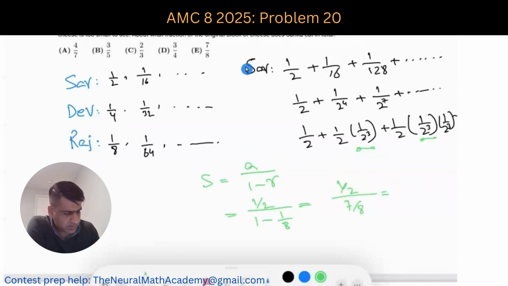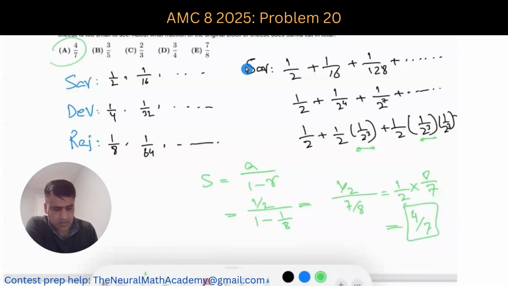And if I further simplify, then I'll have 1/2 multiplied by 8/7. So I will have 4/7. So the answer is A for this problem.